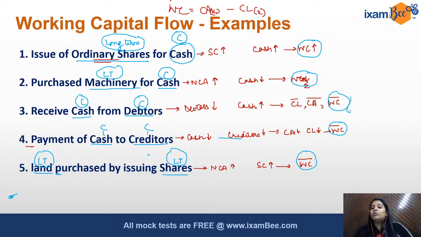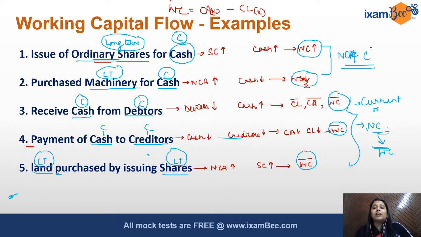So guys, if both the transactions are hitting the current aspect, or both are hitting the non-current aspect, then working capital will not change. But if one is hitting the non-current aspect and the other is hitting the current aspect, then your working capital will change. Now you have to see whether it is increasing or decreasing. But if one is non-current and the other is current, your working capital will definitely change. If there are any doubts, please let me know, guys.